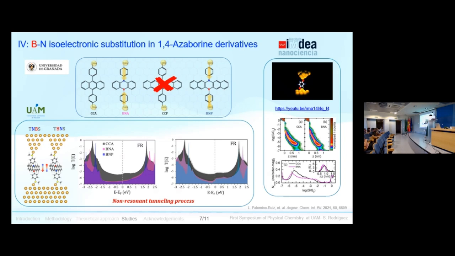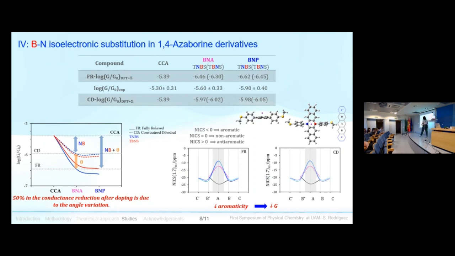So, looking at the shape of this transmission, the conductance occurs through a non-resonant tunneling process. And here I compare the values of the conductance obtained experimentally with the theoretical simulations, when I relaxed the junction and when I restricted the dihedral angle of our system.